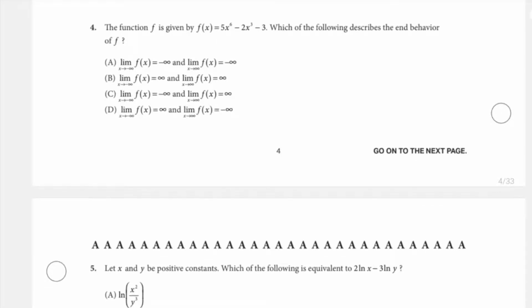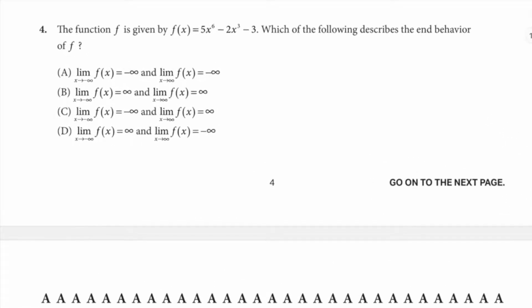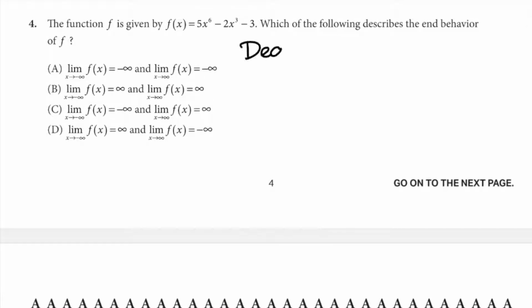Okay, which of the following describes the end behavior of f. Okay, so again, we've got degree 6, leading coefficient is positive 5. So that means that it's going to look a lot like positive x squared. So let's say it's going to look, at least on its outsides, like this. There might be some wiggliness back and forth in the middle of that, but either way, as x approaches infinity and negative infinity, f is going to approach positive infinity.